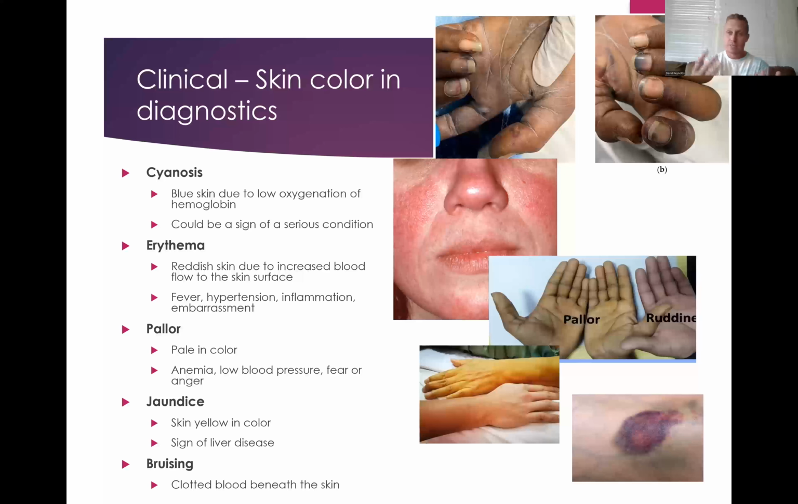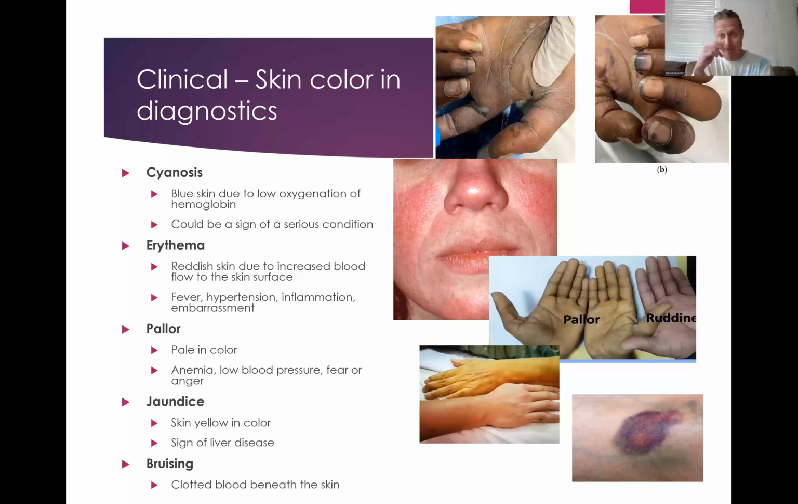All right, so using skin color as a diagnostic tool. There are terms that you'll see throughout your career for referring to different things that could go on in the body based on what is happening with the skin itself. The first one is called cyanosis. Cyanosis is a blue coloration because of low oxygenation of your skin, or of the blood running through your skin. And this could be a sign of a serious condition.